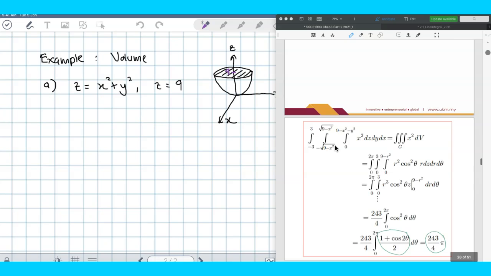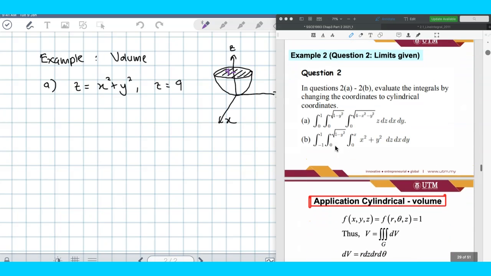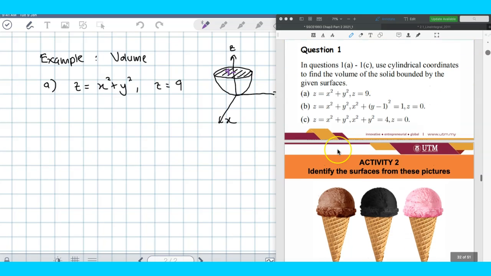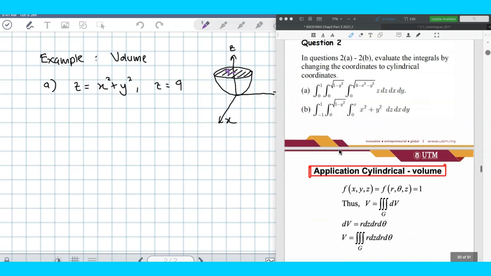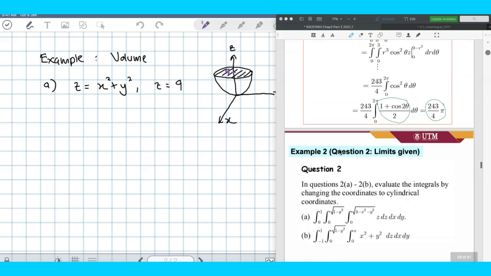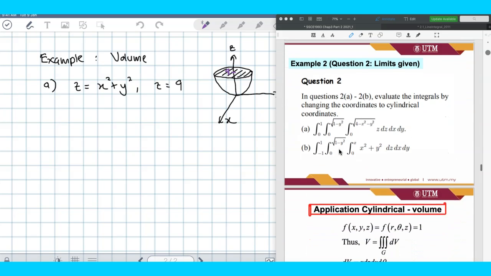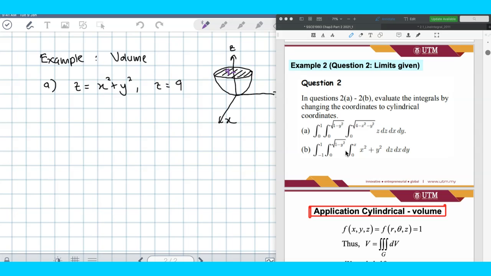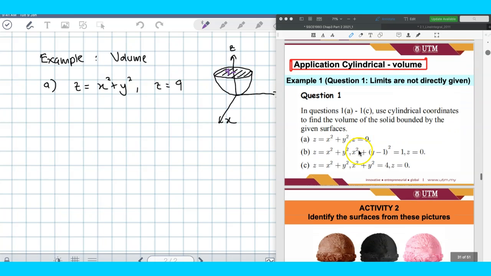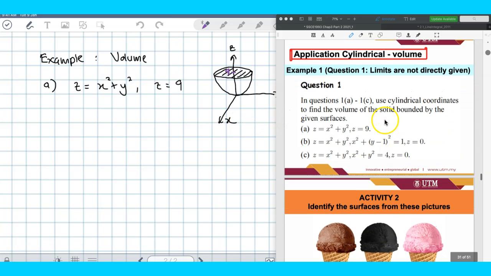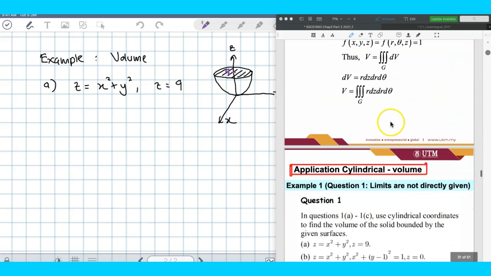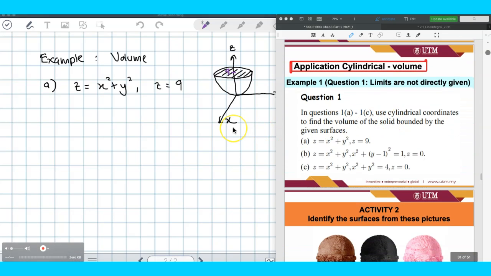Okay, so now, I think I already skipped this one, right? But it's okay, I will go back to that. So just look at the volume here. I will get back to this example after this, just finishing off the volume using cylindrical coordinates.